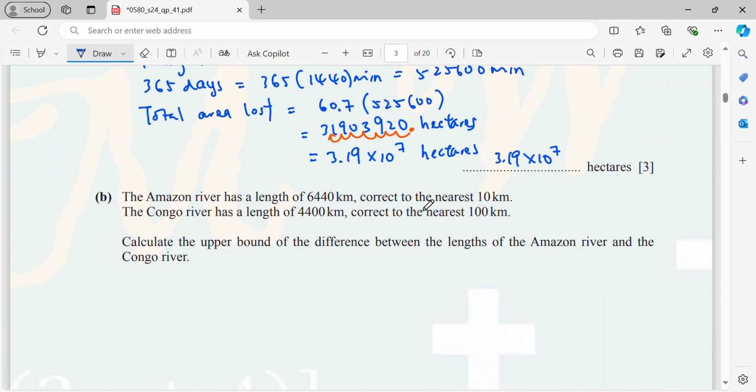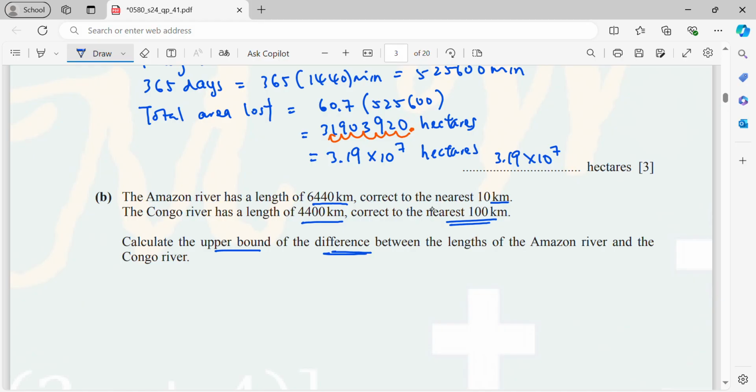Now B, the Amazon River has a length of 6,440 kilometers, correct to the nearest 10 kilometers. The Congo River has a length of 4,400 kilometers, correct to the nearest 100 kilometers. Calculate the upper bound of the difference between the lengths of these two rivers.